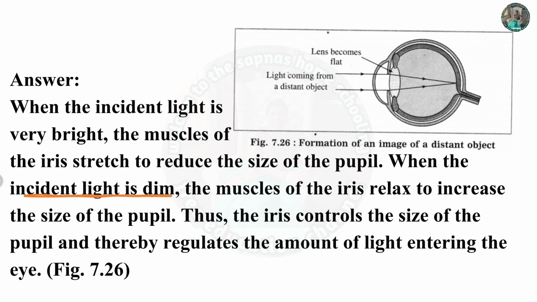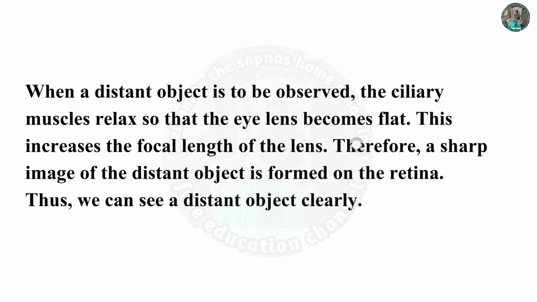Question 7. What is the function of the iris and the muscles connected to the lens in the human eye? Answer. When the incident light is very bright, the muscle of the iris stretches to reduce the size of the pupil. When the incident light is dim, the muscle of the iris relaxes to increase the size of the pupil. Thus, the iris controls the size of the pupil and thereby regulates the amount of light entering the eye. Figure 7.26. So, this is the figure of the eyeball.